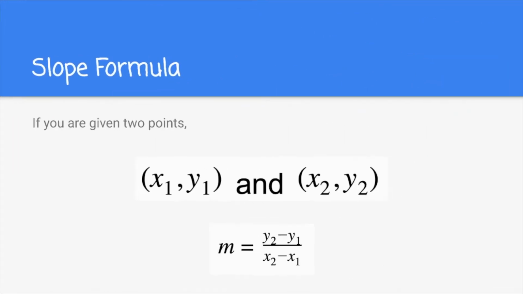We can actually use this formula if we have an xy value and a second xy value. If I find the difference in my y values over the difference in my x values, that is another way to find the slope, just by subtracting the y's over the x's.